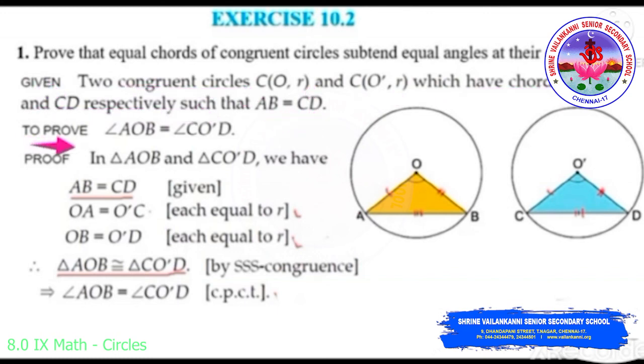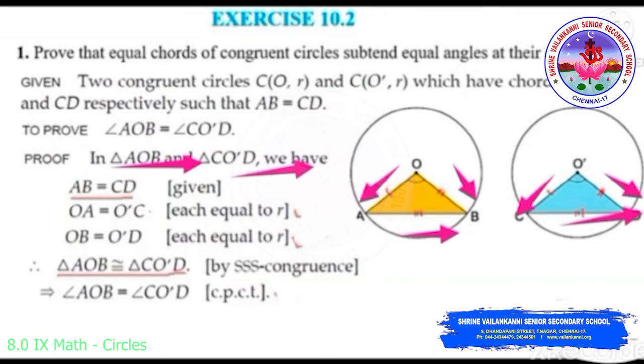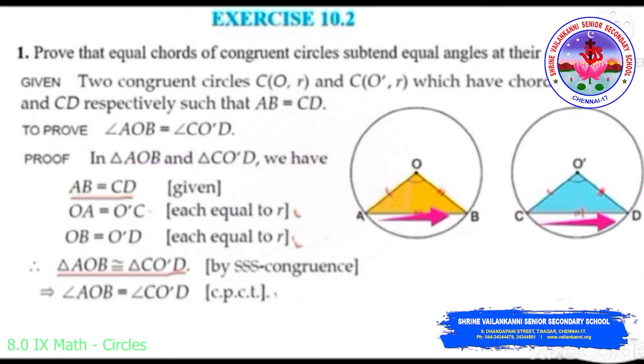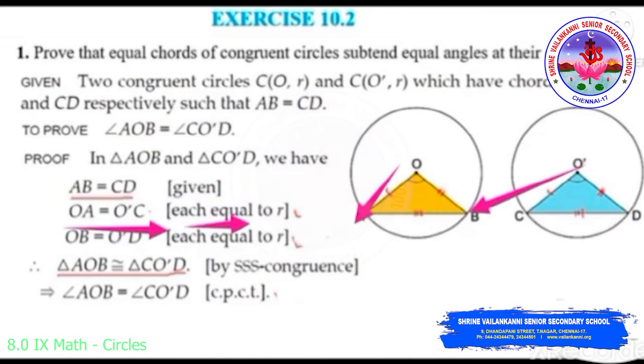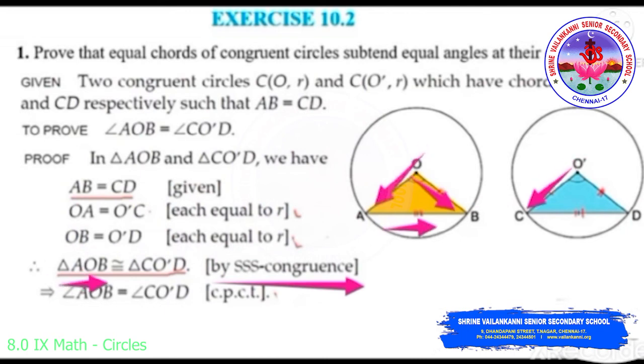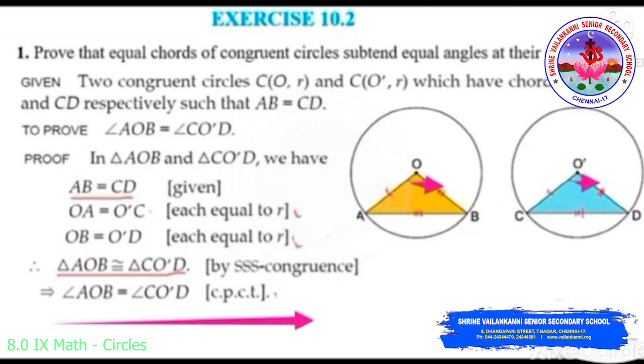To prove angle AOB is equal to angle CO dash D, let us consider triangle AOB and triangle CO dash D. We have AB equal to CD, as the chords are given equal, and OA equal to O dash C, equal radii. Similarly, OB is equal to O dash D, equal radii. By SSS criteria of congruence, triangle AOB is congruent to triangle CO dash D. Hence, angle AOB is equal to angle CO dash D by CPCT, that is corresponding parts of congruent triangles.